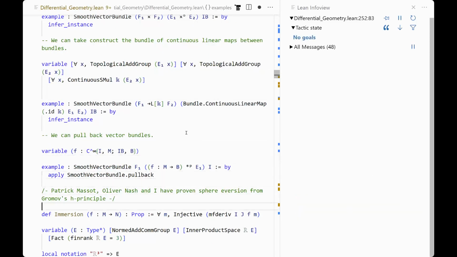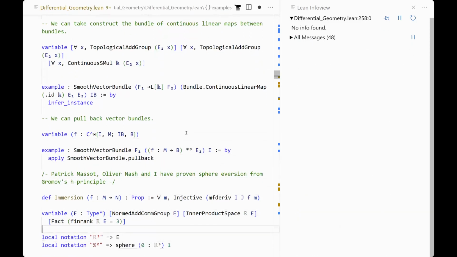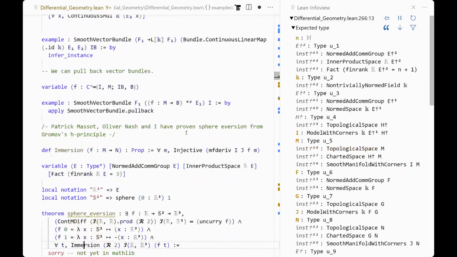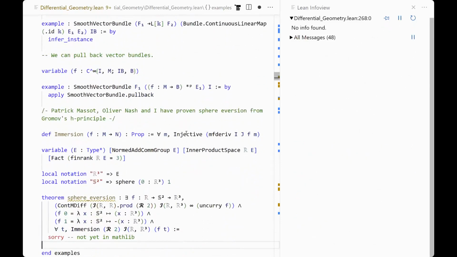And then finally, I want to flash a definition, a teaser for Oliver's talk tomorrow, which is that we proved that we can turn a sphere inside out in R3, the two-sphere. We did prove this from Gromov's principle, and this is the statement using some nice notation that I declare here, but I will talk more about this tomorrow. So that's it for now.